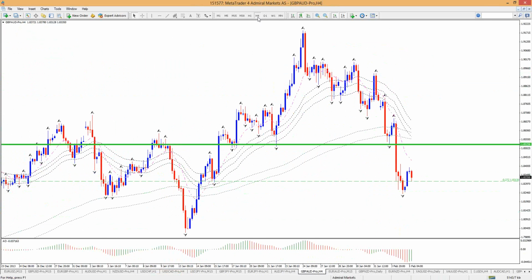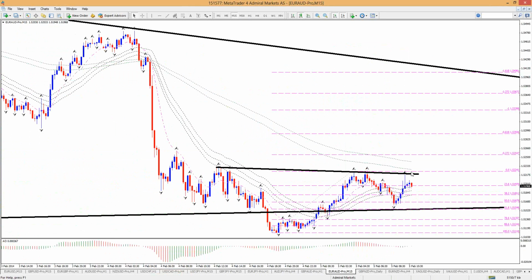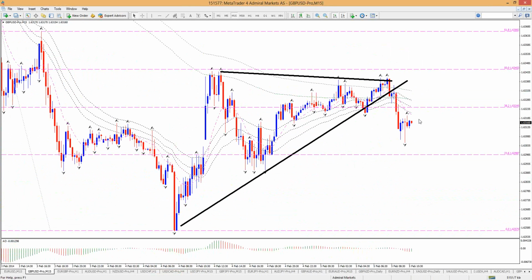4 hour chart, downtrend, hourly, looking like price is actually respecting this black band and moving down as we speak. Euro odd too, right? Hasn't broken this top yet. What's happening with the pound dollar in the meantime? Pound dollar is just going sideways for the last hour. That's probably because of the news.